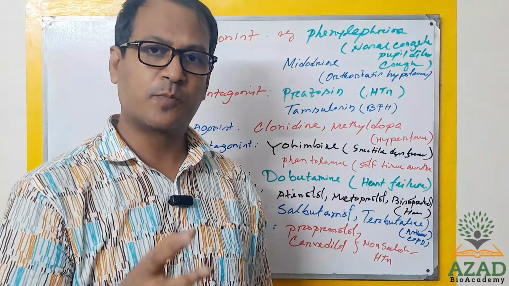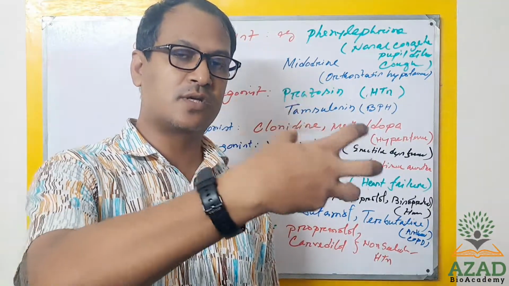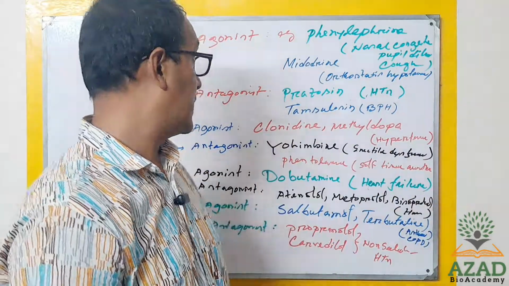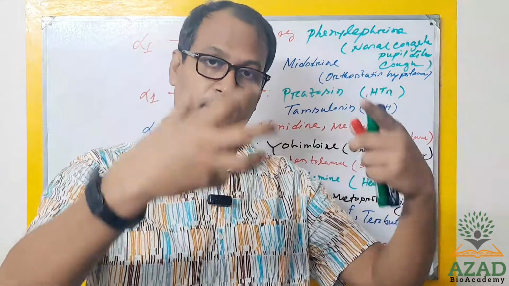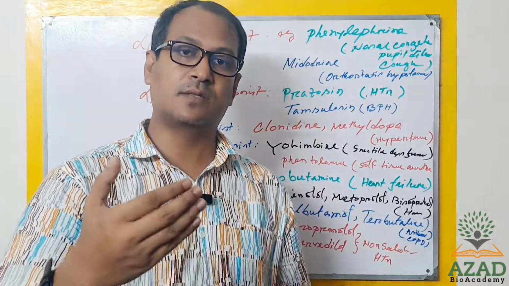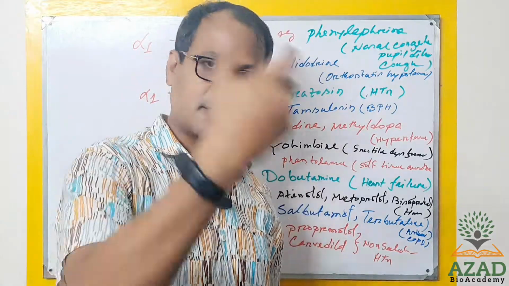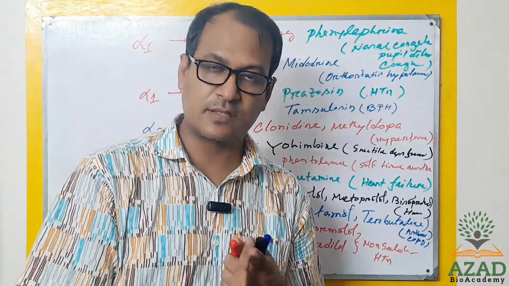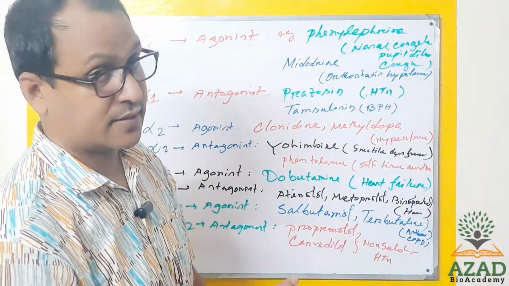Okay, so please try to understand the location and major function of the alpha 1. Already I said, in the sympathetic pathway, alpha 1 is one of the prime modulators for sympathetic function. So it has a major role in vasoconstriction. So in that way, that drug can be used.